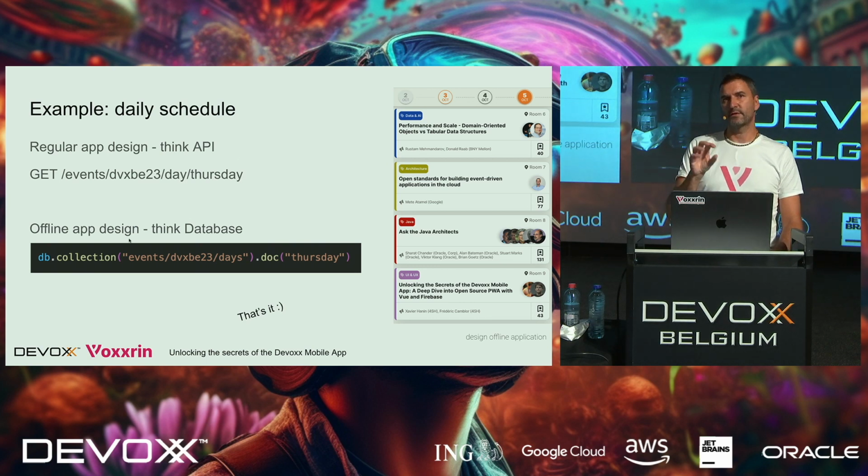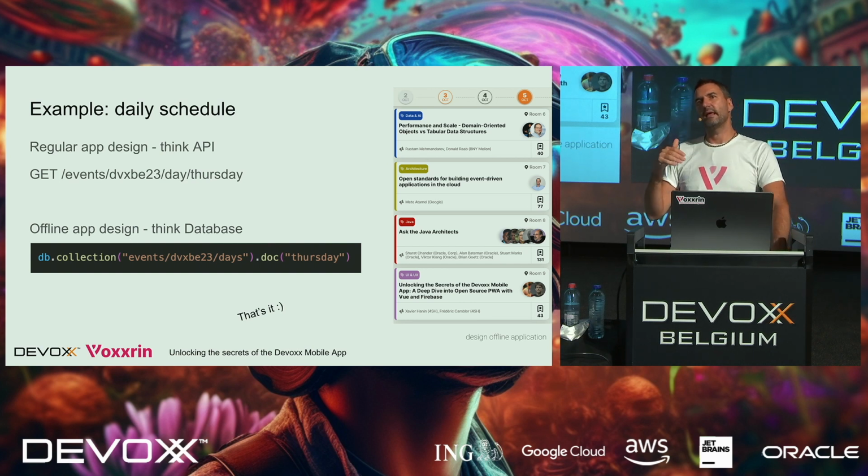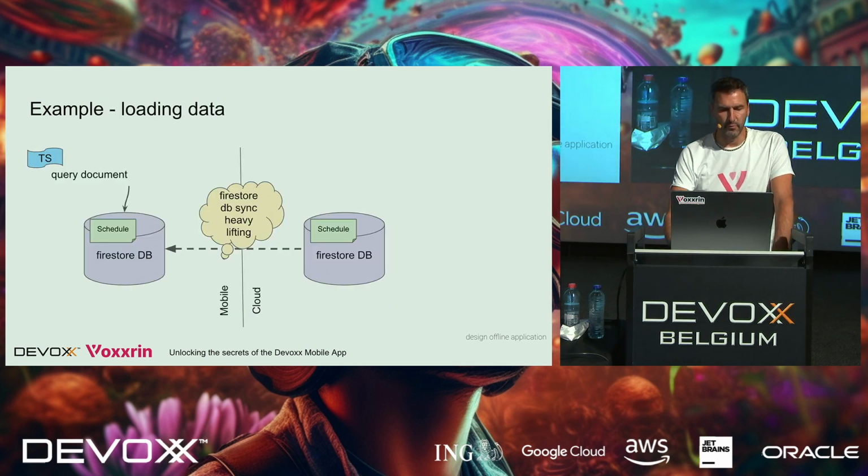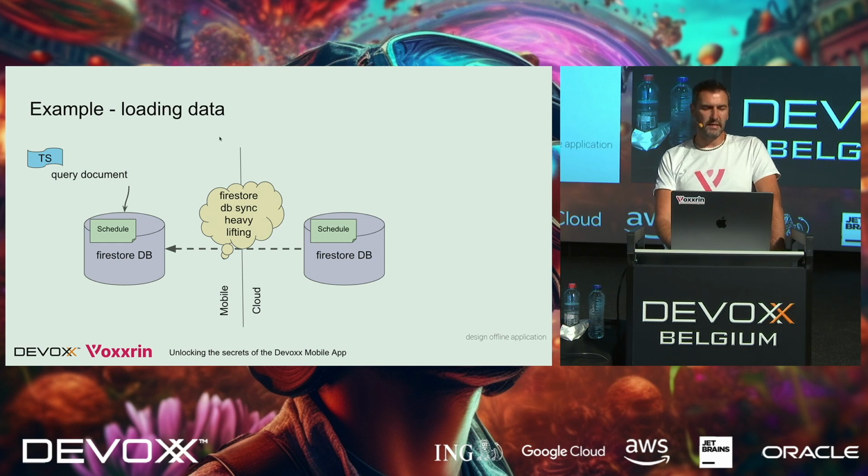If you use Firestore for offline, you can just design as if the data is already available in a local database. So you just access your Firestore database on your mobile, on the web front end. Just access it like that, and that's it. You get the approach, and Firestore will do the heavy lifting for you. So this is the approach that you use for loading data.